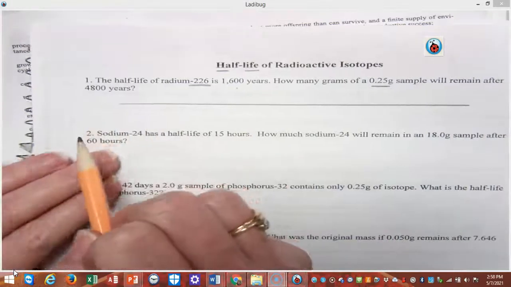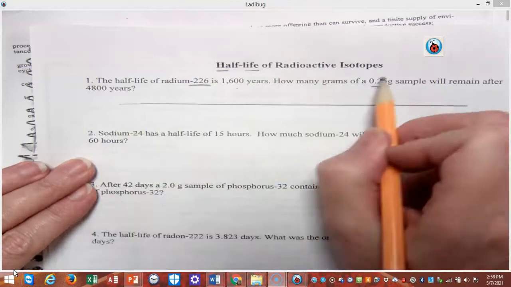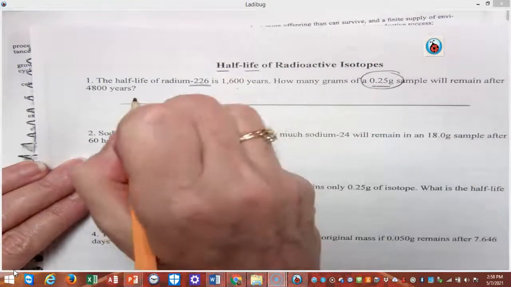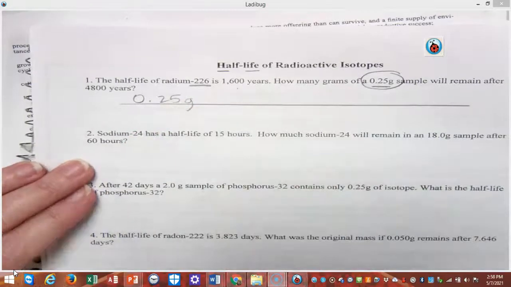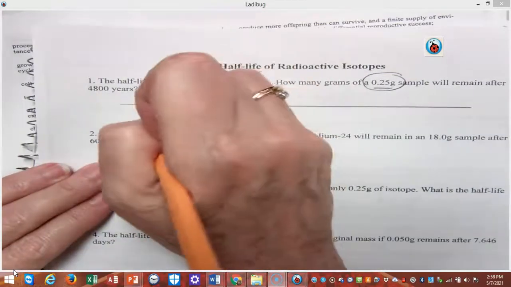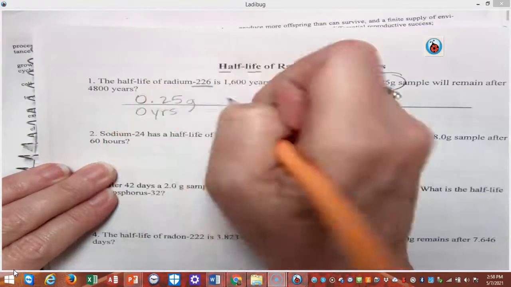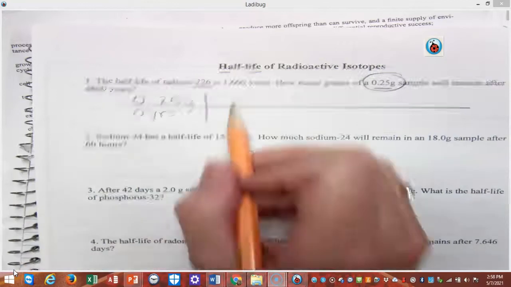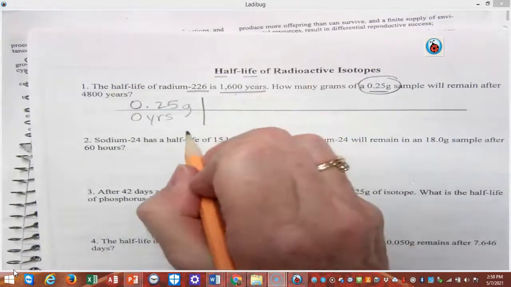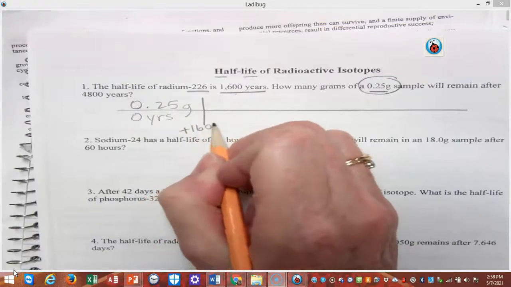So we know a couple of things. We know that we're starting out with 0.25 grams, okay? And that's today, all right? So we're going to call this 0 years. All right, so what's going to happen? Well, one half-life is going to go by. So on the bottom, I'm going to add my half-life.